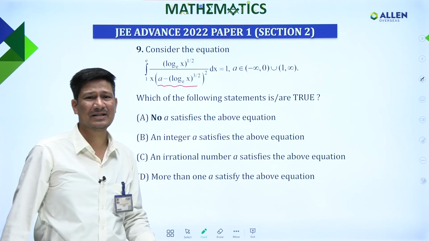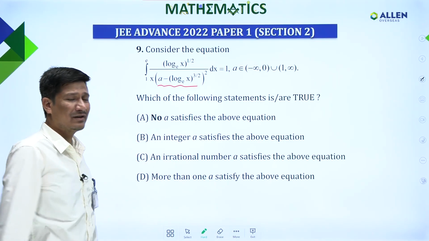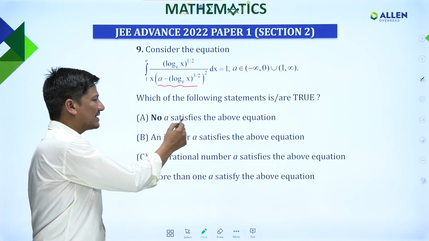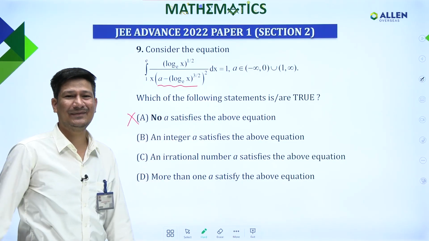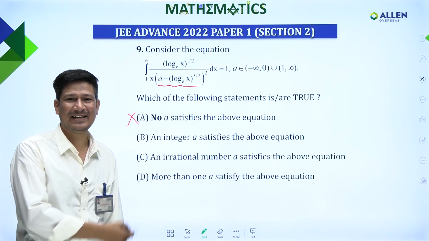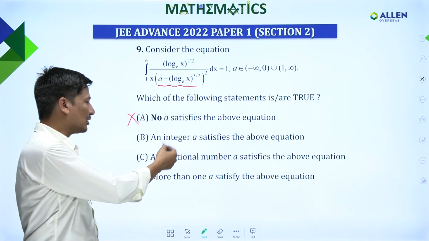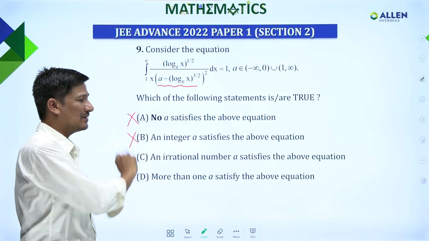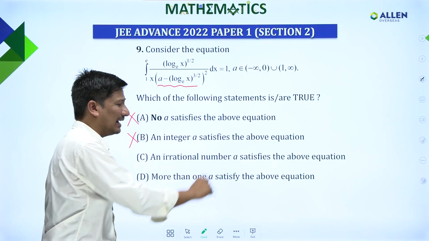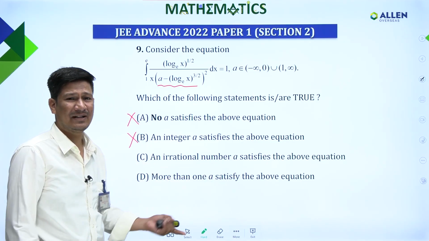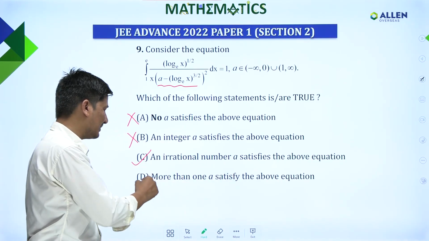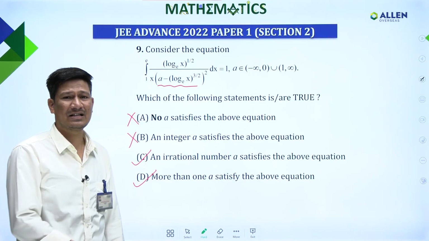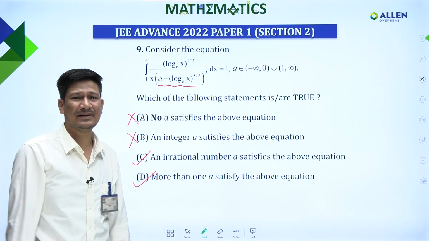Now, when you come to the options, guys, if I check one by one, option a, no a satisfies the above equation. Absolutely wrong, guys, because we are getting some values of a which are satisfying the equation. Option b, an integer a satisfies the equation, no integer value is satisfying this one. Option b is also wrong. An irrational number a satisfies the above equation. Obviously, option c is the correct one. Similarly, more than one a satisfies the above equation. Yes, guys, we are getting two irrational values of a, depending upon the plus and minus.